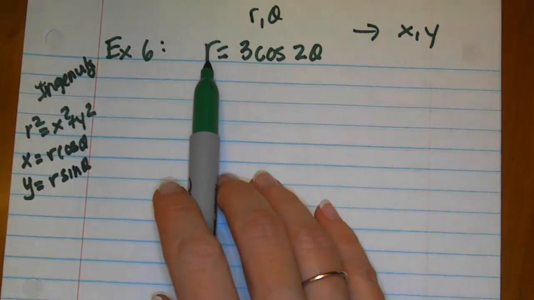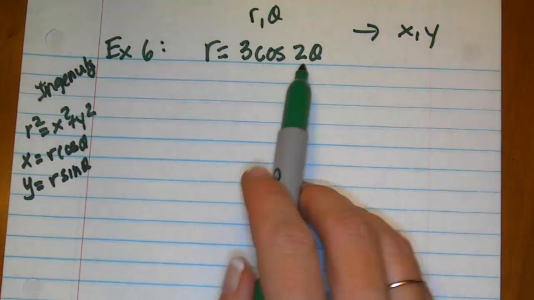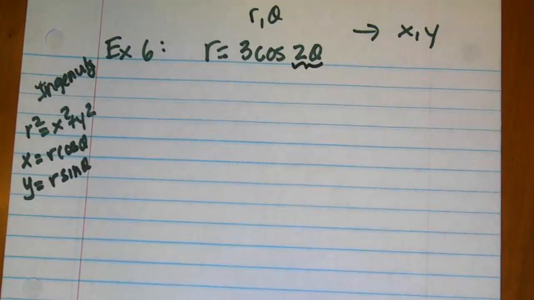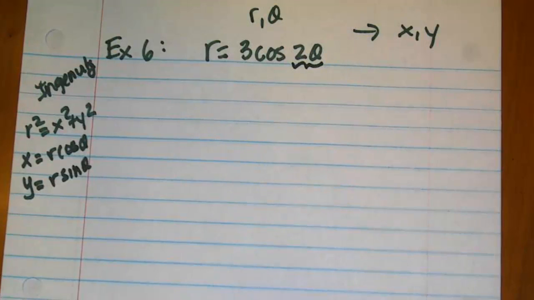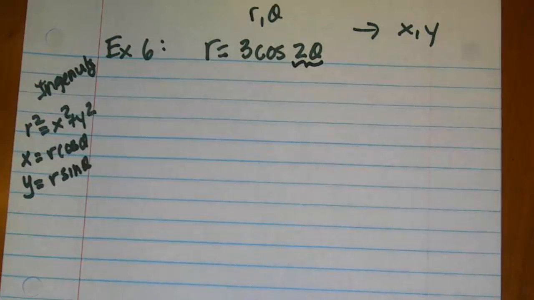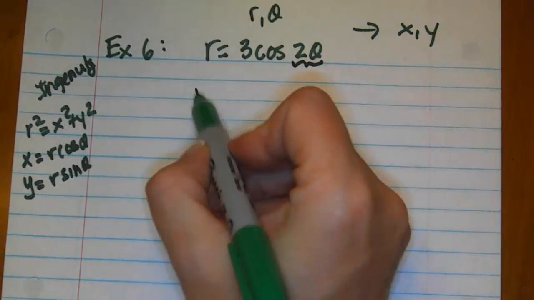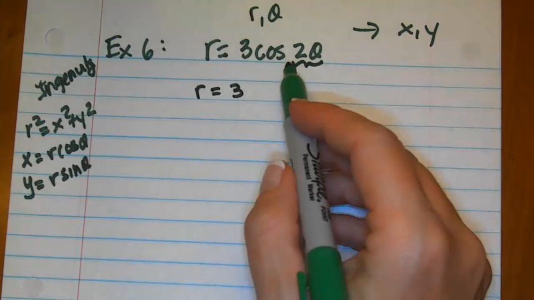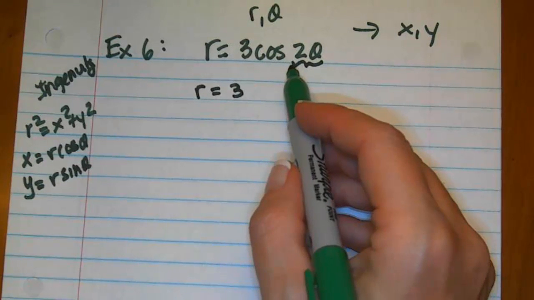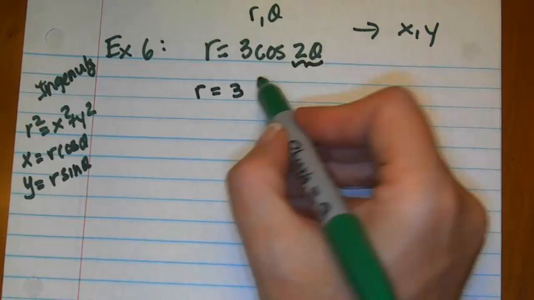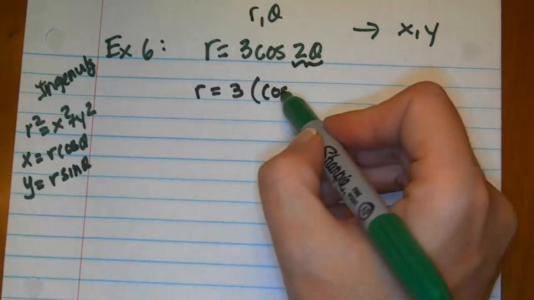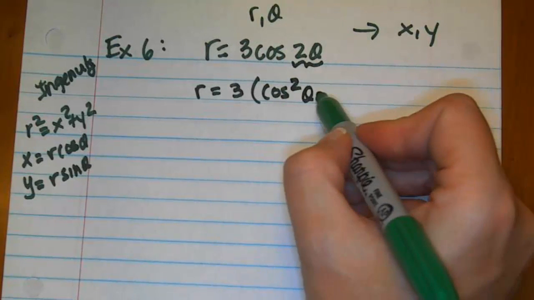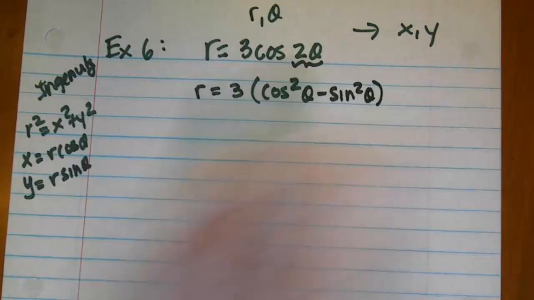So notice I see r is equal to 3 cosine 2 theta. It's a double angle. So there are numerous ways that you could do this, but I'm going to go ahead and use, there's 3 different formulas that you can use for the double angle of a cosine, and I'm just going to use good old-fashioned cosine squared of theta minus sine squared of theta.